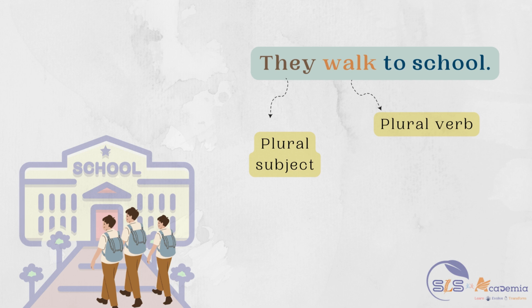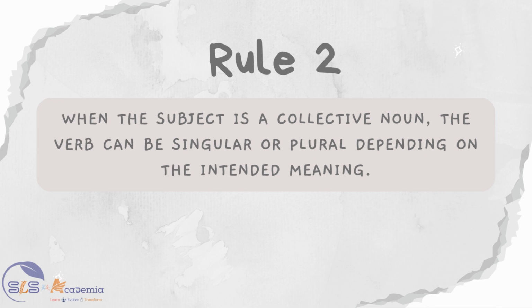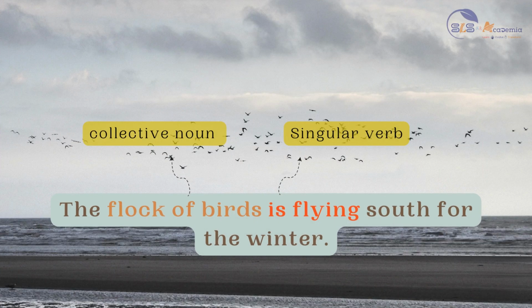Now let us see rule number 2. When the subject is a collective noun, the verb can be singular or plural depending on the intended meaning. For example, the flock of birds is flying south for the winter. In this sentence, the subject is the flock of birds, which is a collective noun representing a group of birds. The verb is flying is in the singular form. The intended meaning here is that the group of birds is acting as a single unit, moving together in the same direction.